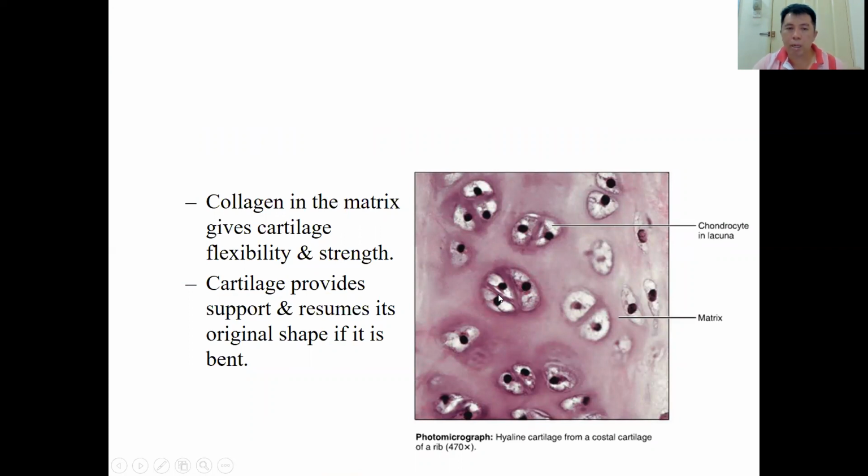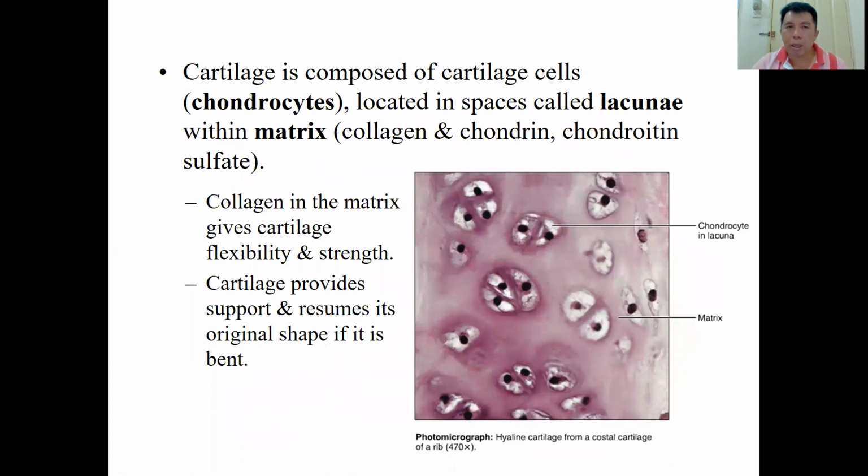So for cartilage, the specialized cells are called chondrocytes. Chondrocytes are found in the lacunae. Lacunae is the plural form, and lacuna is the singular form.